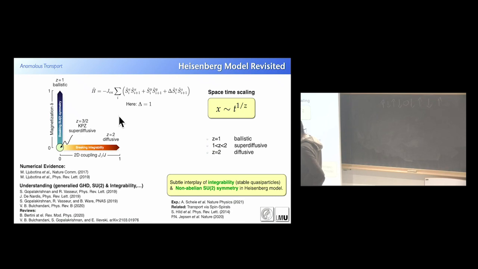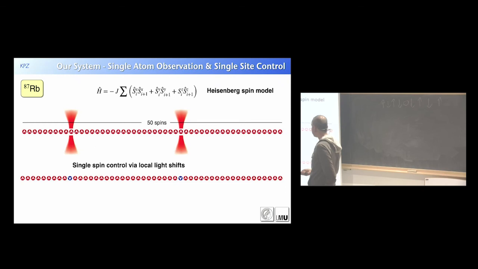We can go from an integrable model to a non-integrable model by going from 1D to 2D, or we can break SU(2) symmetry by magnetizing the system and seeing how the transport behaves in those cases. The system we use is atoms in the lattice, in this case rubidium. We take 50 spins in a 1D system, so 1D chains of 50 spins. That's quite a reasonably large system, I would say, for numerics to handle.